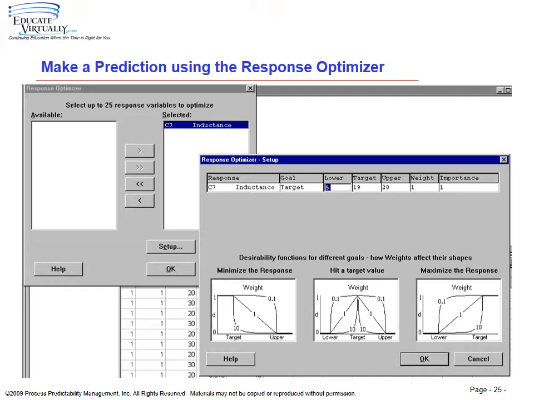We have a target, that is our goal. Our lower bound is 5. Our target is 19 with an upper bound of 20. Now that we have it set up, we can push the OK button and OK again, and the response optimizer will tell us the best settings to achieve our target.